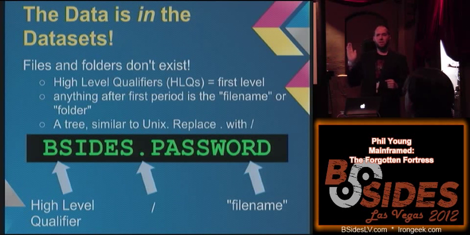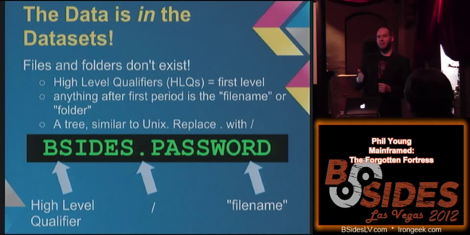Now, I mentioned earlier datasets. A dataset is just a file on a mainframe. It's composed of a high-level qualifier and then other qualifiers. Okay? Easiest way to think of it is the root is the first one. That's the high-level qualifier, and everything after the dot is whatever. So if you have like bsides.password, that's a dataset, and bsides is the high-level qualifier, and password is the file that you're going to look at. If it was bsides.password.hashes, hashes would be the file you're looking at, and then the rest would be the qualifiers to get to it. Okay?